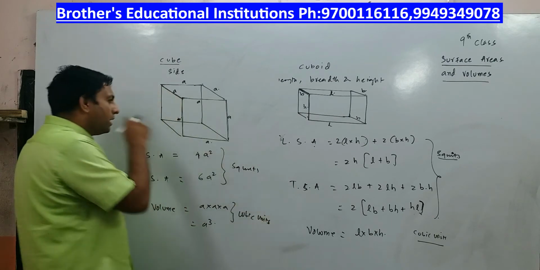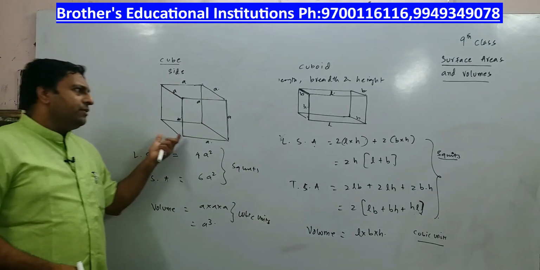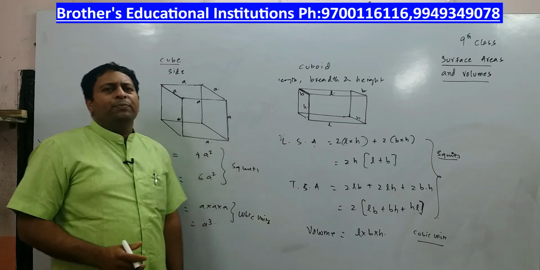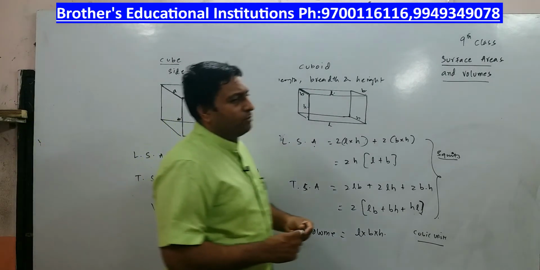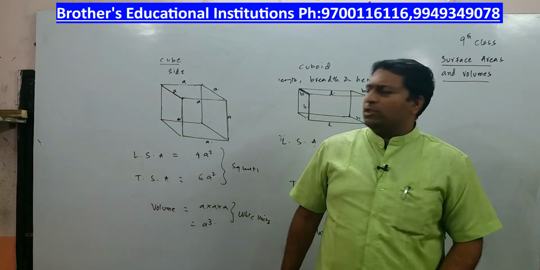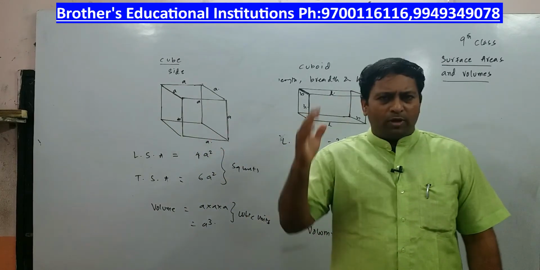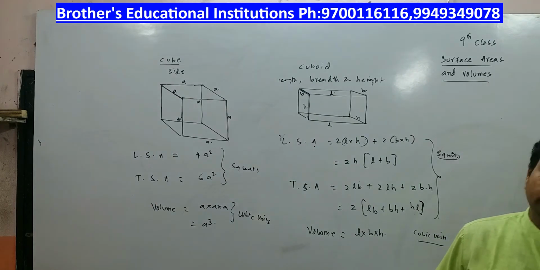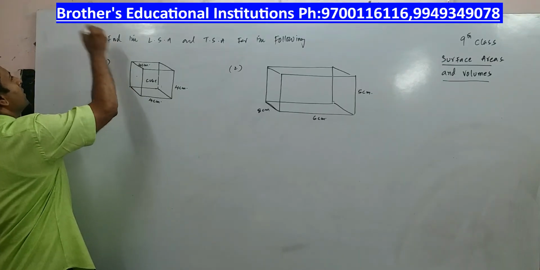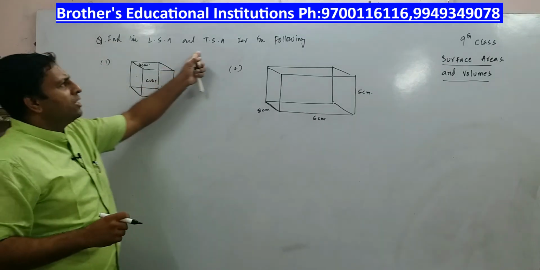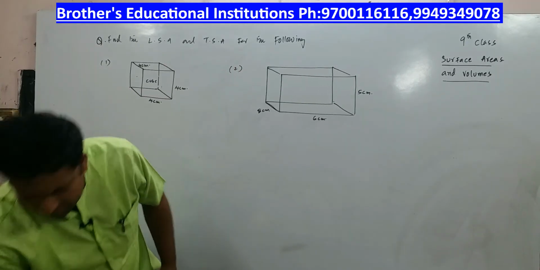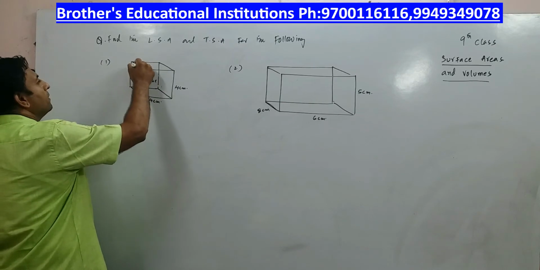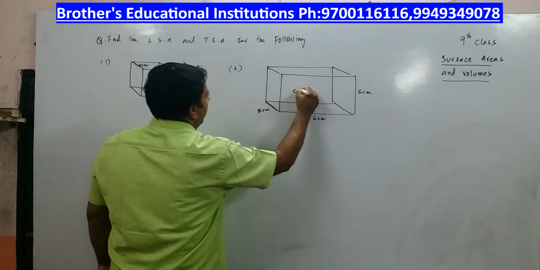So I am sure you are thorough and clear with the structure and the formula. Now I want you to take the screenshot or pause the video, and then we will move on to simple questions based on these formulas. So you can pause the video. Children, find the lateral surface area and total surface area for the following figures. Now a cube is given to you and this is a cuboid.